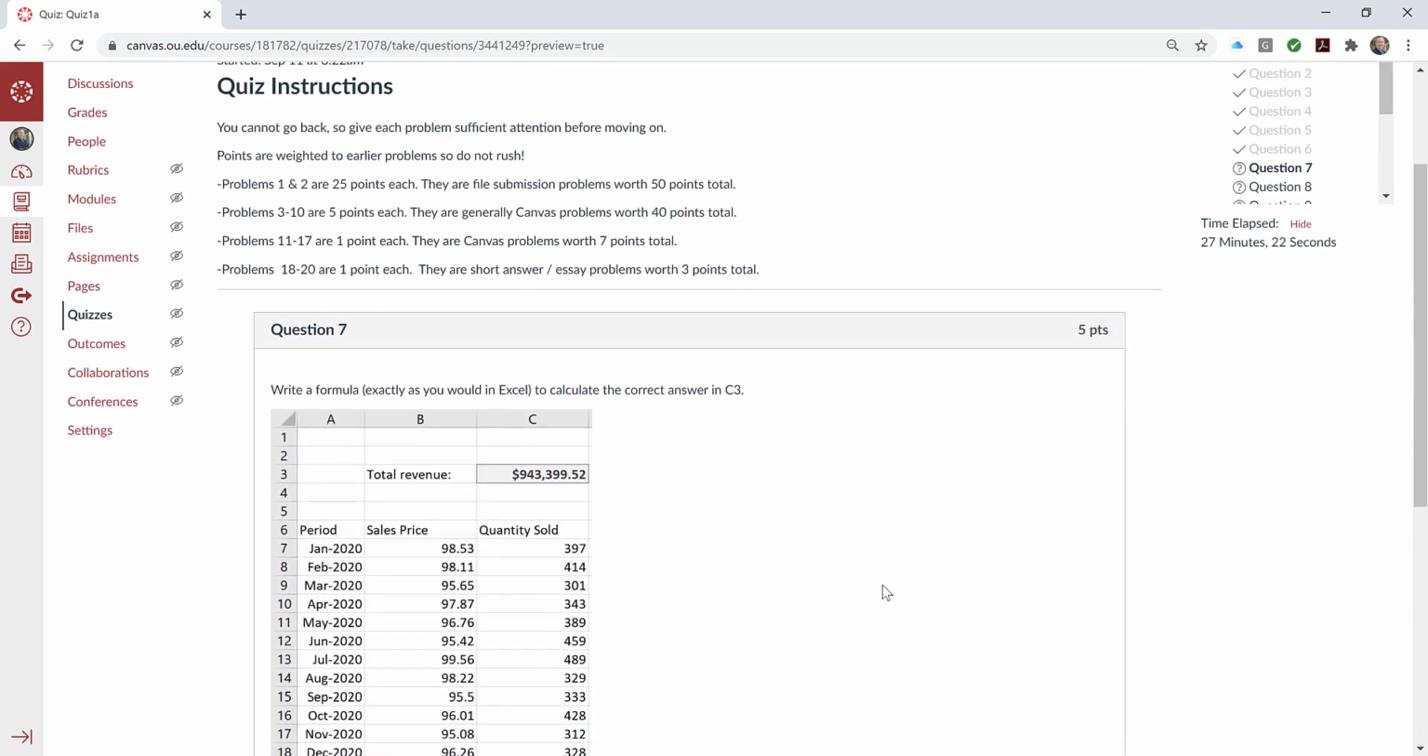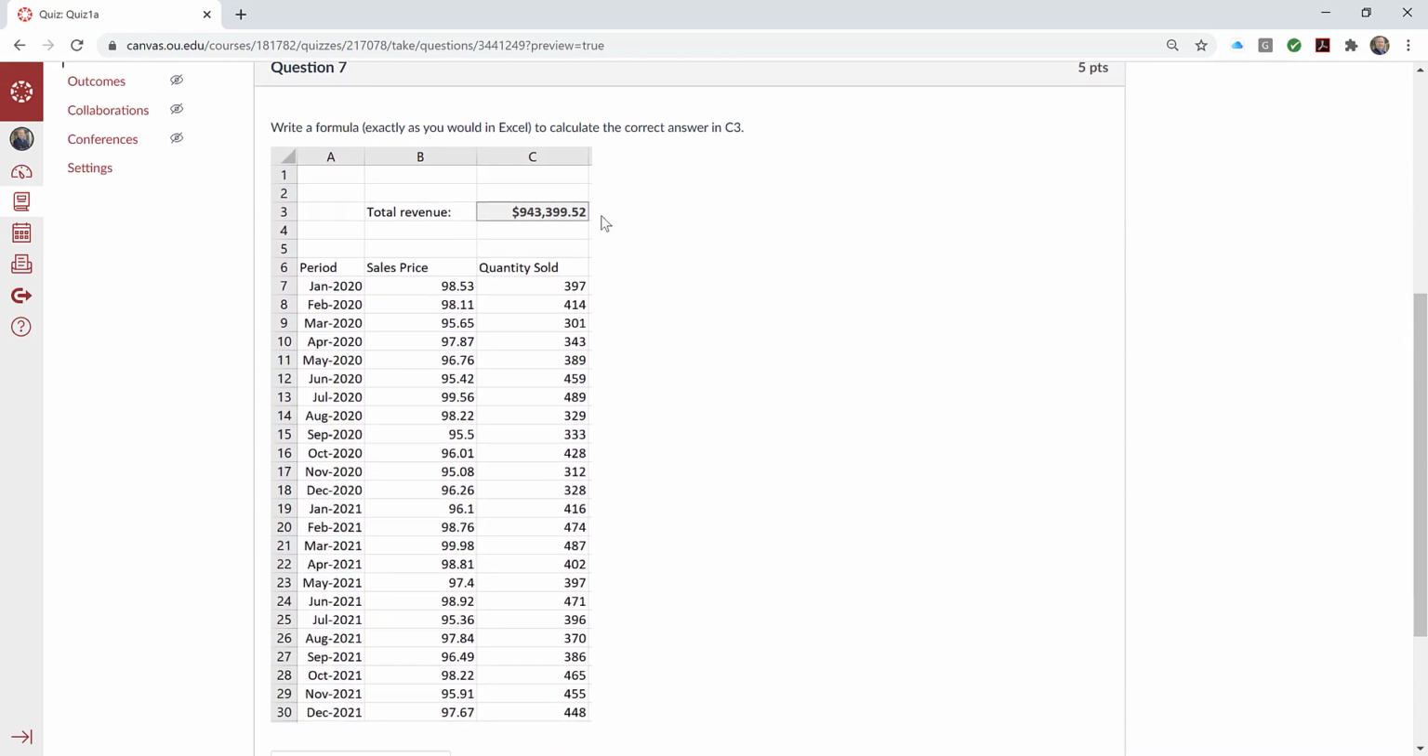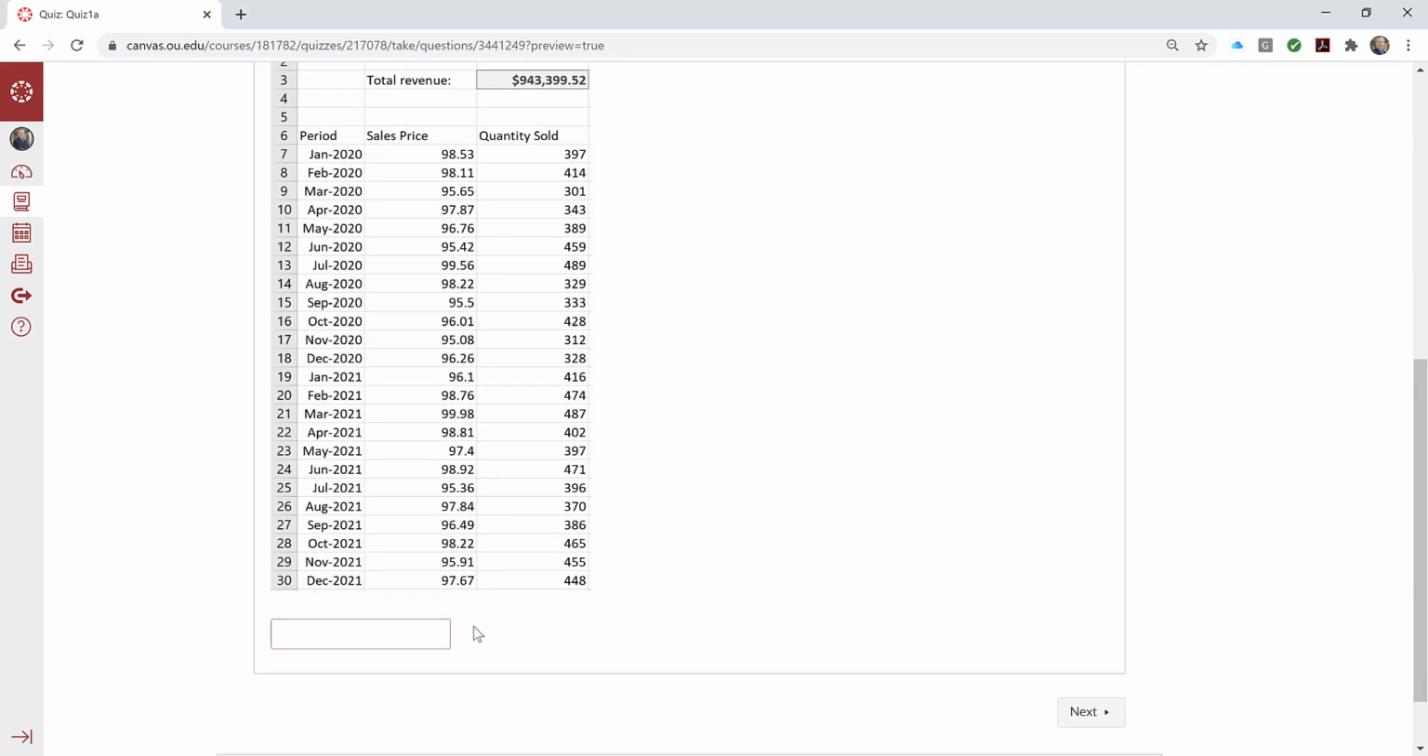Now I want to write a formula that would calculate the correct answer in C3. Well, C3 is total revenue, and we know by now that revenue is price times quantity. And so if I wanted to add up all of these times all of these, in other words, 98.53 times 397 plus 98.11 times 414, and so on, I know that there is a function for that, and it's called sum product. And it needs these two arrays.